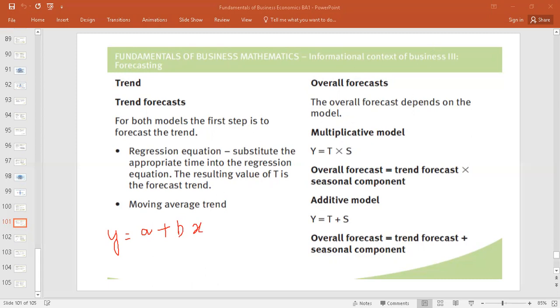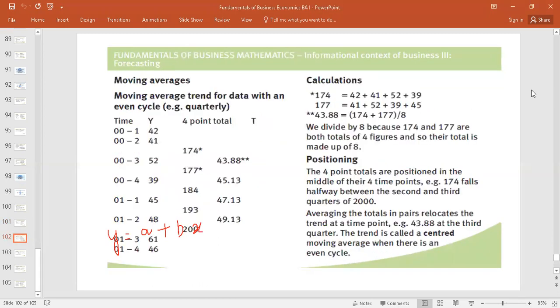So then there are examples given here. Let's just look into this one. If it is a moving average, moving average trend for data with an even cycle, that is quarterly, the time period is taken for 4 years. In that case, see the trend: the average value would be calculated by taking the first values and finding the average. After finding the average, we would place it between the second and third. Then it moves to the next, and it would be placed between, so 1, 2, 3, 4. So in between this. Likewise, we keep on working out and then find the moving average.